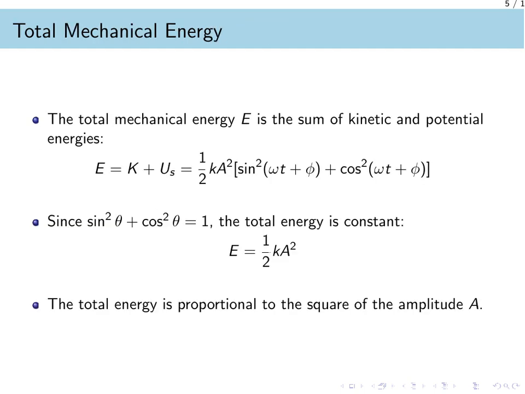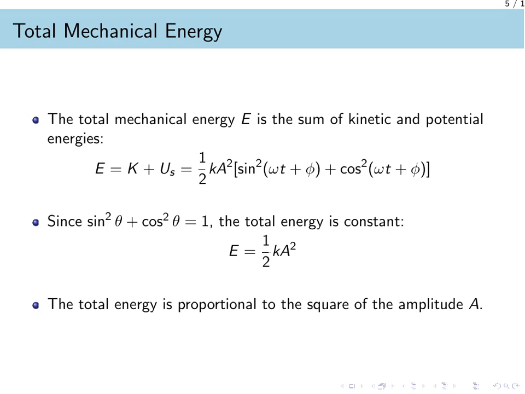The total mechanical energy of the system is the sum of its kinetic and potential energies. When we add the expressions for kinetic energy and potential energy together, we can factor out 1/2 times the spring constant times the square of the amplitude. This leaves us with the sum of the square of the sine function and the square of the cosine function.